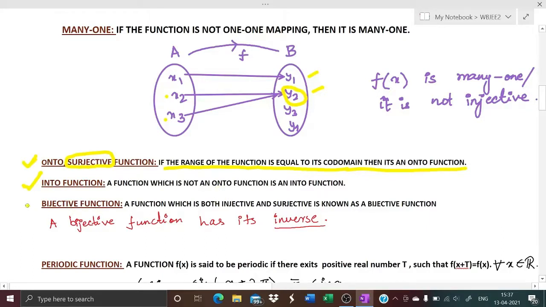Okay. Now bijective function. What is a bijective function? A function which is both injective, that is one-one, and surjective, that is onto, is known as a bijective function. So if your function is both injective and surjective, then your function is a bijective function. And a bijective function has its inverse. So inverse exists of only those functions which are bijective.